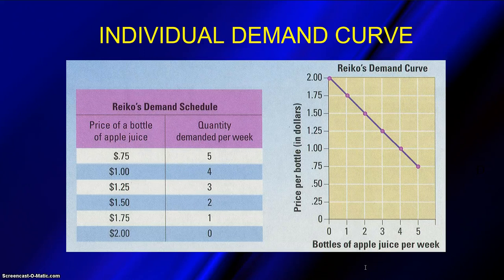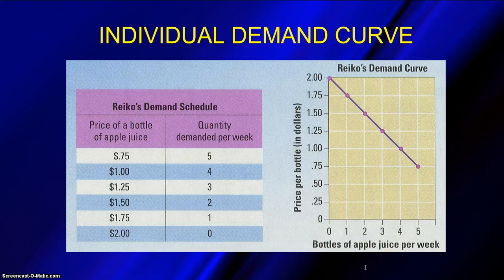goods and services. So you see we've got the demand schedule. That's one of the first things that you'll want to make sure you understand, is that a schedule is a bunch of different price and quantity pairs. So you can see here Rico has a demand schedule for apple juice where if the price is 75 cents, he's going to want to get 5 of those apple juices.